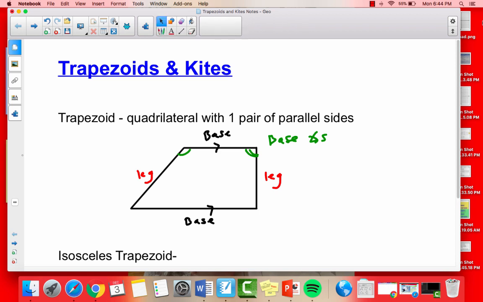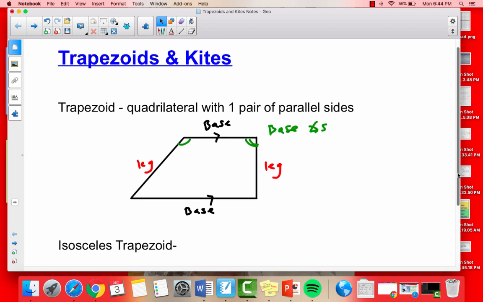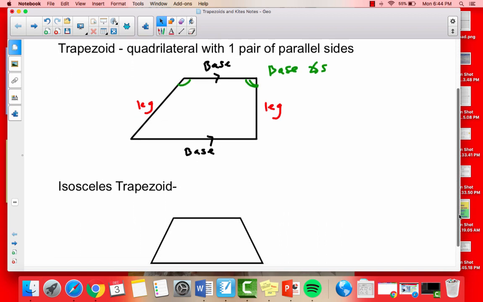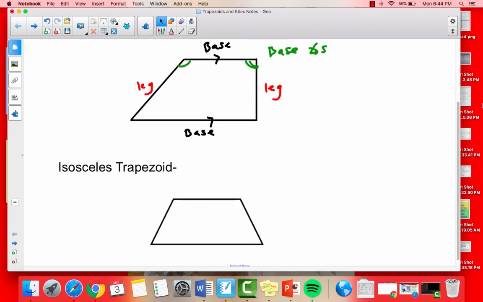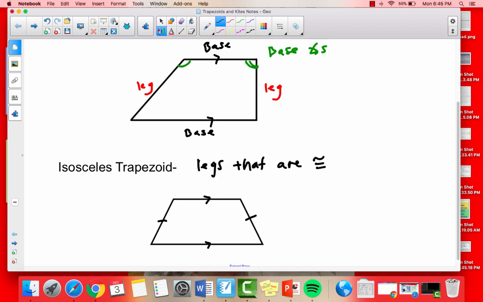All right. When we talk about isosceles trapezoids, that's just a variation of the original trapezoid. In an isosceles trapezoid, we still have parallel sides on one pair, but the legs of the trapezoid are going to be congruent. So it's a trapezoid with legs that are congruent. All right, so one pair of parallel sides, one pair of congruent opposite legs here.